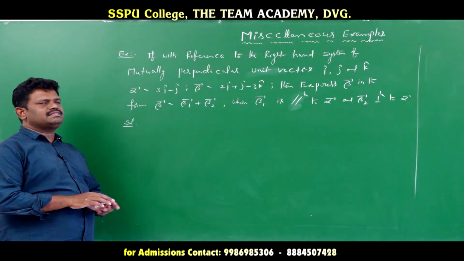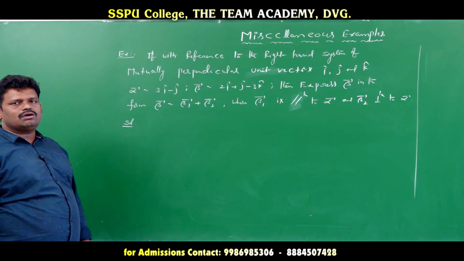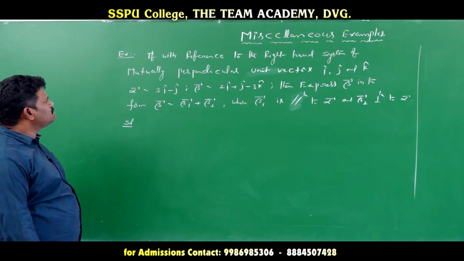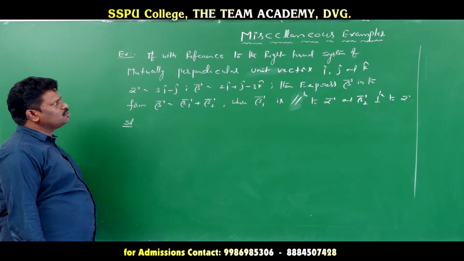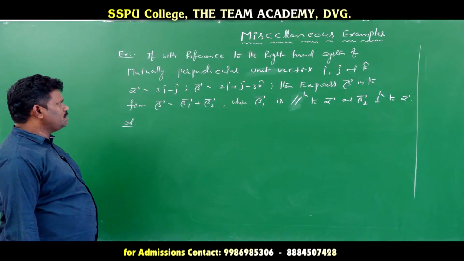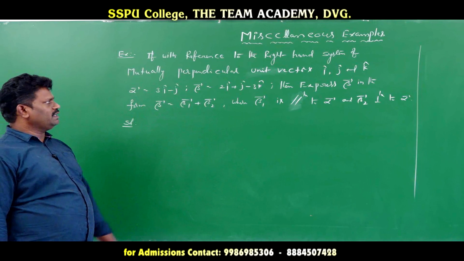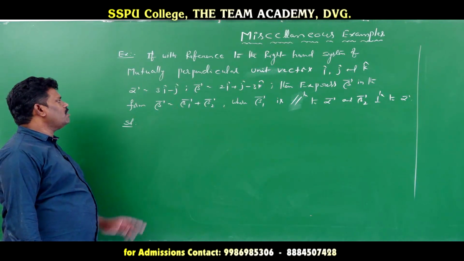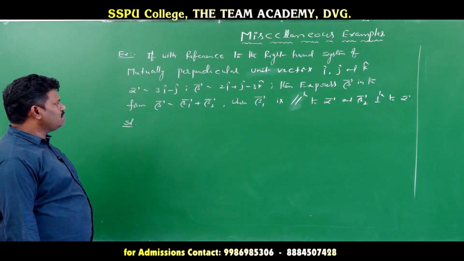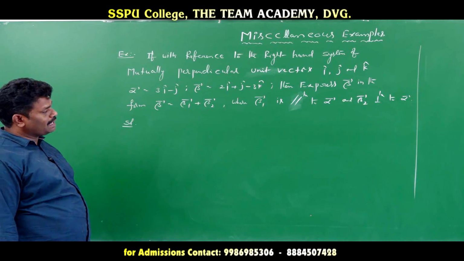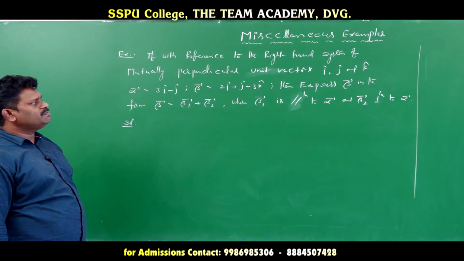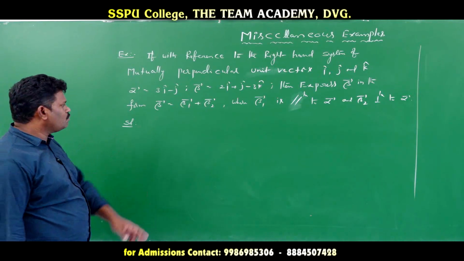Right, next example. This is important, and it has also appeared in previous CET exams. Here what is given? With reference to the right hand system of the mutual perpendicular unit vectors i cap, j cap and k cap, alpha and beta are two vectors given. Then express beta in the form beta is equal to beta 1 plus beta 2, where beta 1 is parallel to alpha and beta 2 is perpendicular to alpha.